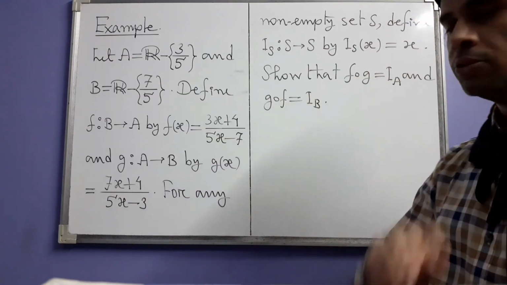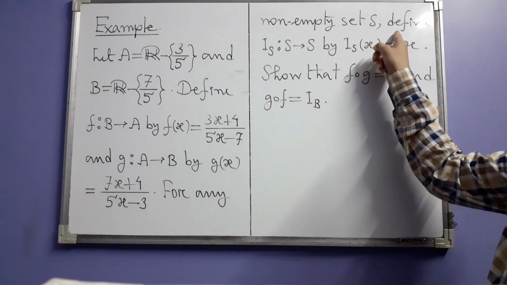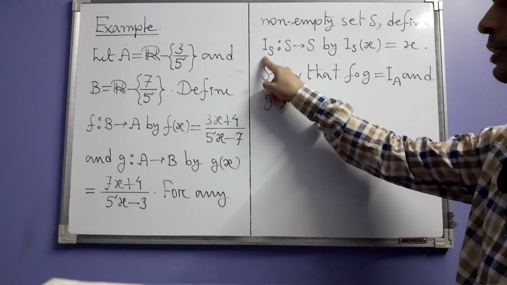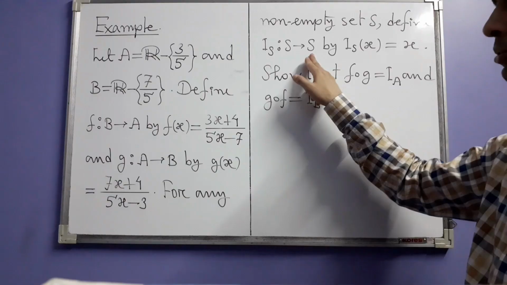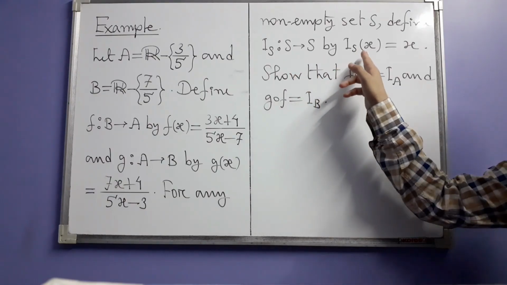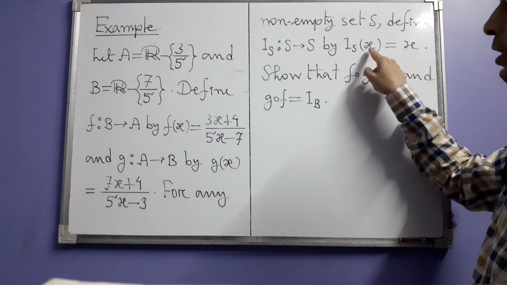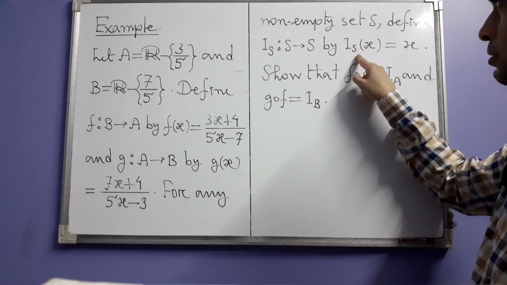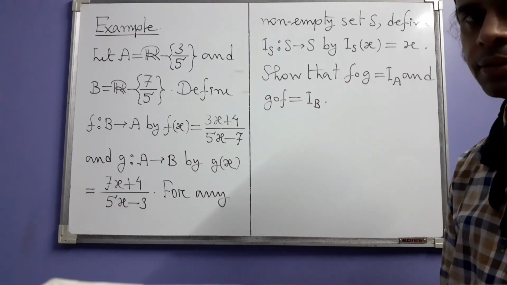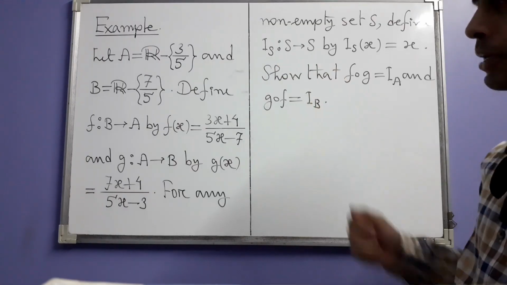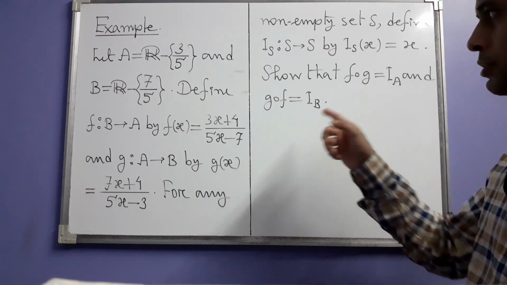Alright, now what do we do with these two functions? Let us define another function. Let S be any non-empty set on which we define a function I_S. On which means S will be the domain of I_S and also its codomain. And the definition of I_S is very straightforward. I_S actually does not change anything. You take any element x from S, I_S gives that element back. I_S of x is defined to be equal to x, and this is actually called the identity function on the set S.